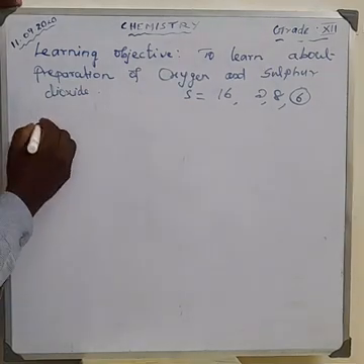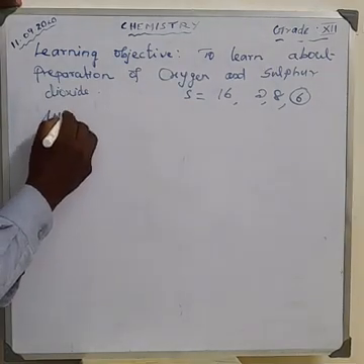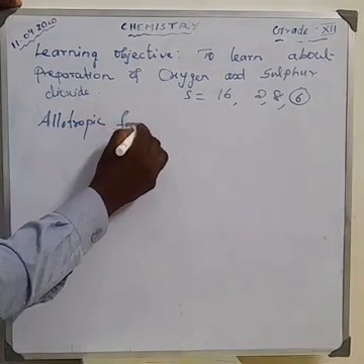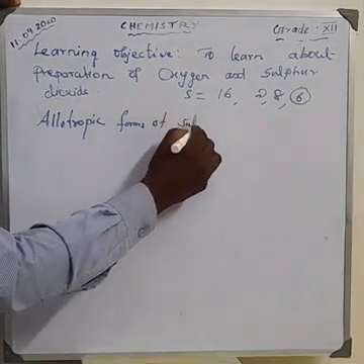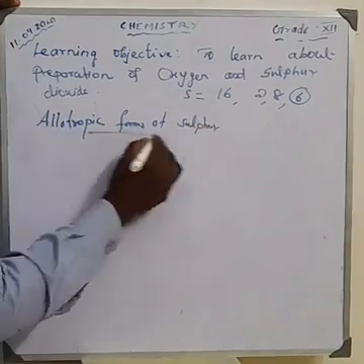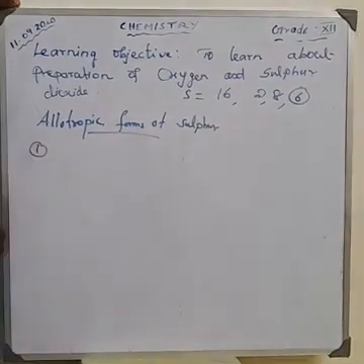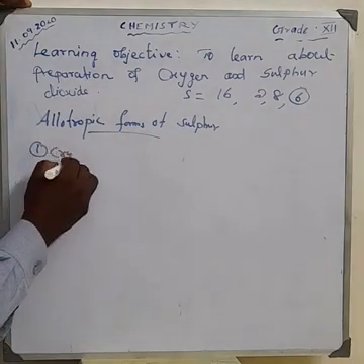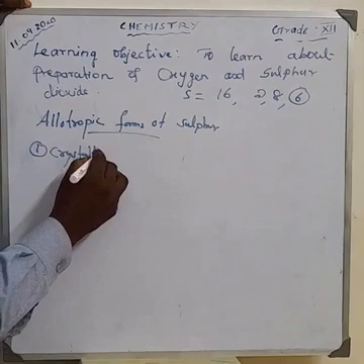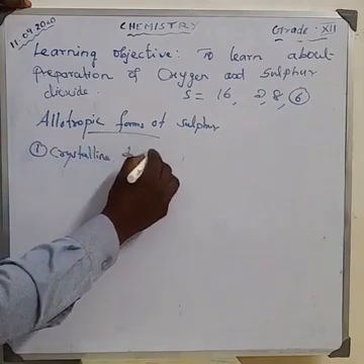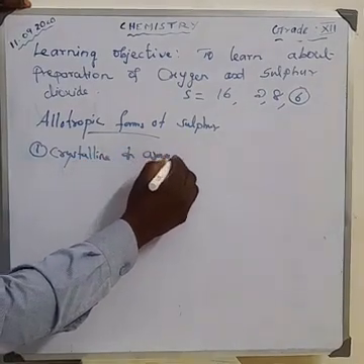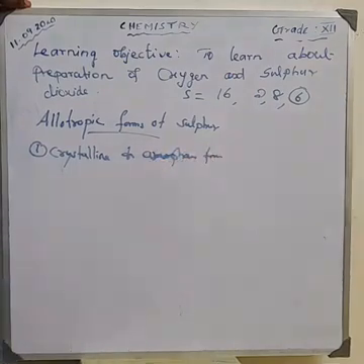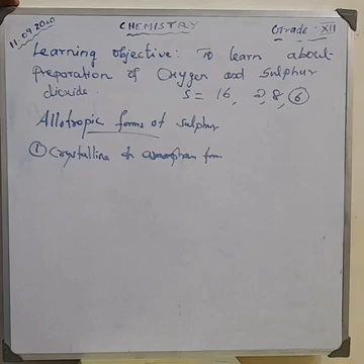Here, the question is about allotropes. The first point is that sulfur can exist in crystalline and also amorphous form.